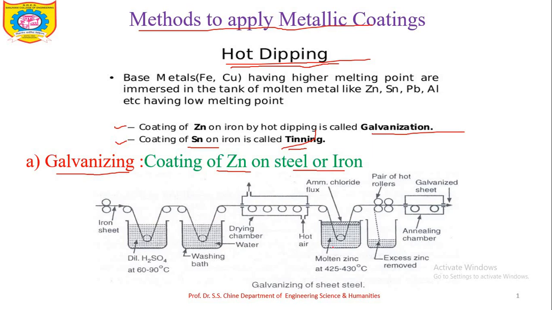Here different containers or baths are kept. The first bath contains dilute H2SO4 at 60 to 90 degrees centigrade. Then the second is a washing bath. The third one is the drying chamber. Then the next one is the main bath containing molten zinc, because we want to give the coating of zinc. It is covered with the flux, that is ammonium chloride. Then the next bath collects the excess zinc, and then the sheet is passed through the annealing chamber.